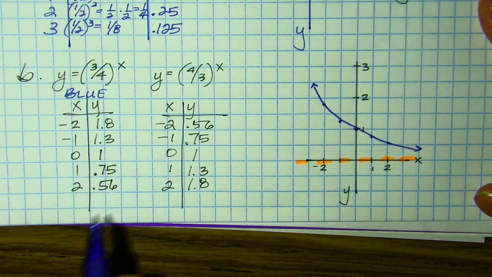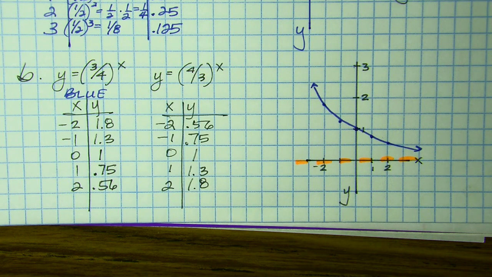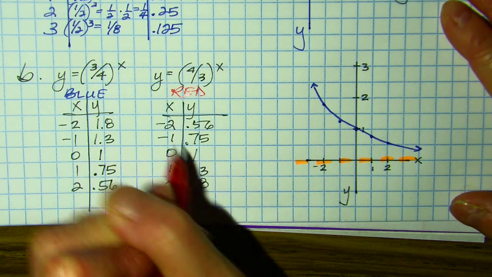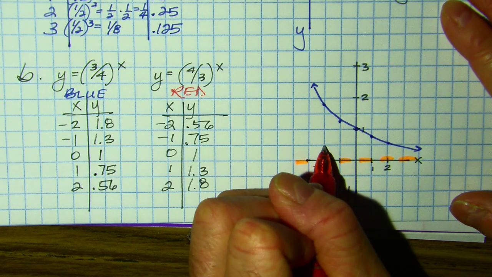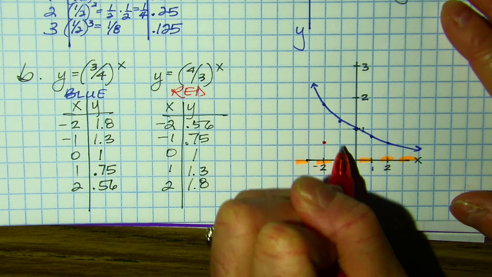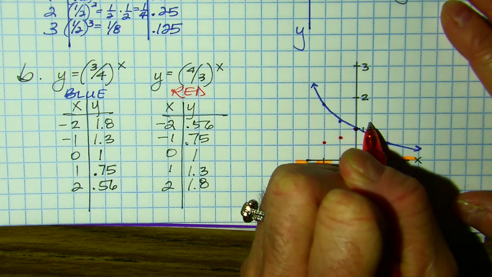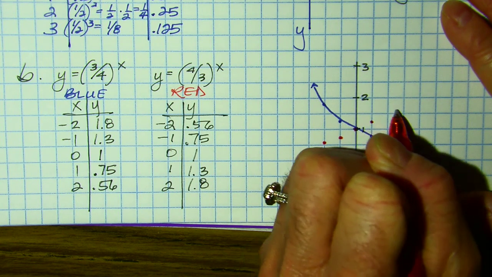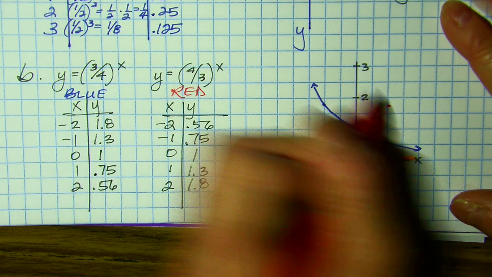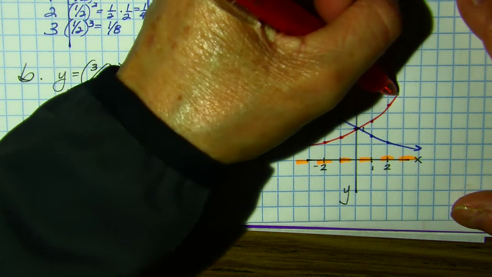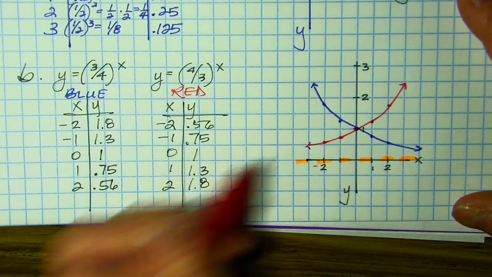Okay, this next one I'll do in red. -2, if this is 0.5, 0.56, 0.75, 1, 1.3, 1.8. Please do not make straight lines.